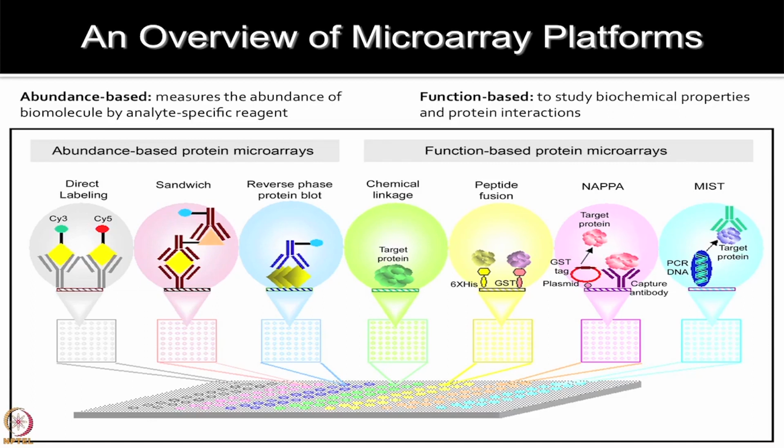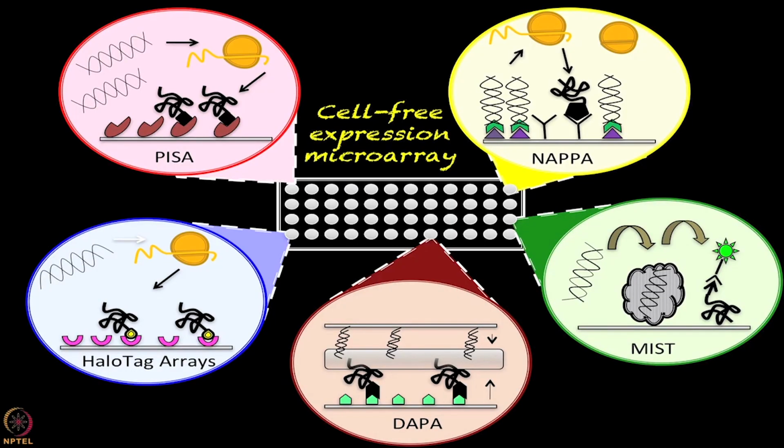This is my overview slide, just to recall from the previous lectures, we have talked about different types of array platforms, from abundance based protein arrays to function based protein arrays, which summarizes that you can make protein arrays using different types of contents, from antibodies, proteins, peptides to nucleic acid contents. And then using different types of plasmid or cDNA, one could make cell free expression arrays when you have to express the protein directly on the chip using in vitro transcription translation. There are different technologies available, 4 of which I discussed in the last lecture, and today the focus will be more on the NAPA technology.